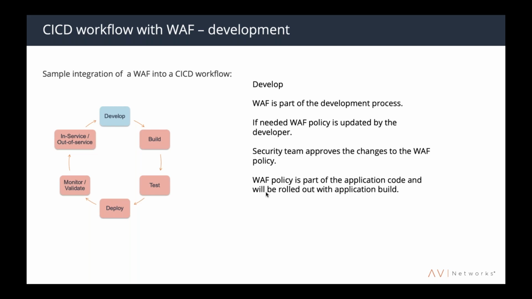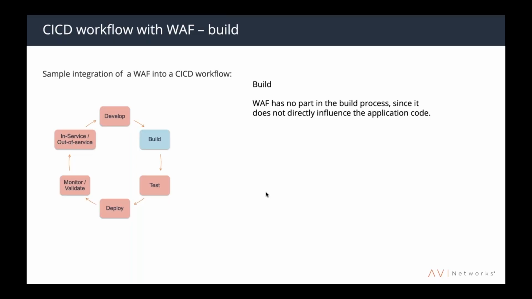The WAF policy is updated by the developer, is tuned by the developer, and you can either say, yeah, we have oversight by the security team, or maybe the changes need to be approved by a pull request on Git, for example. And since the WAF policy is part of the application code, it then gets executed and rolled out with any of the next steps. If we look at the build step, building an application, the WAF usually doesn't have a part in this. It doesn't directly influence the application code, so there's no need to look at the WAF from that perspective.